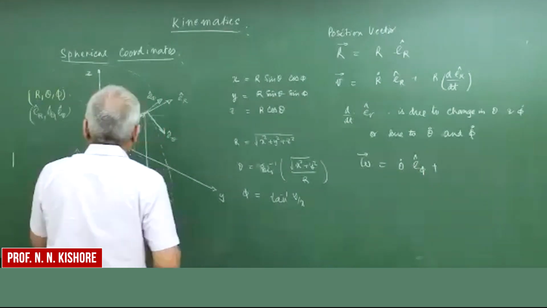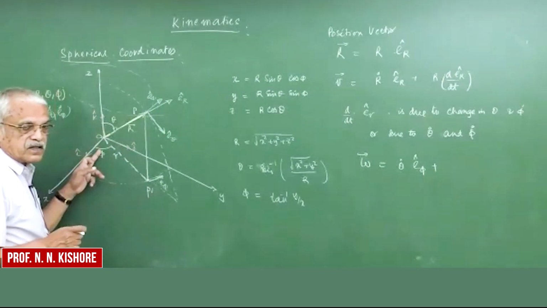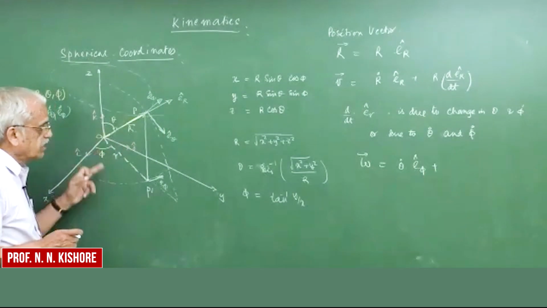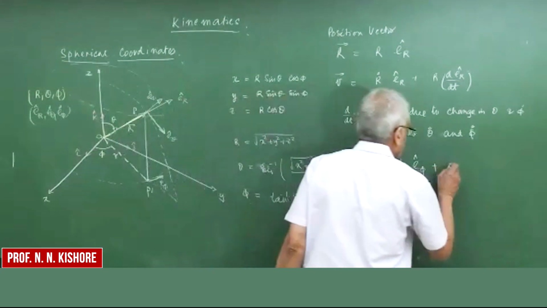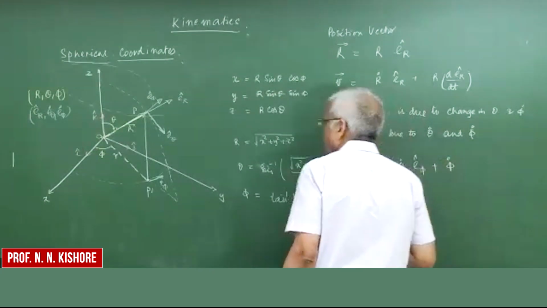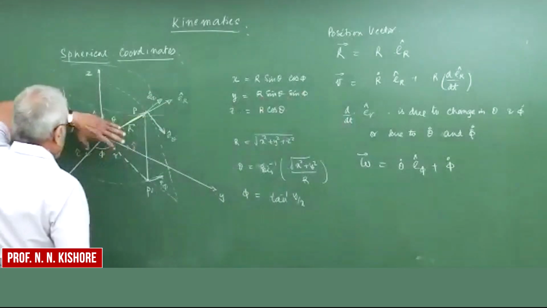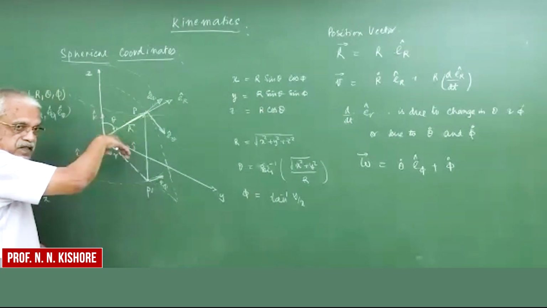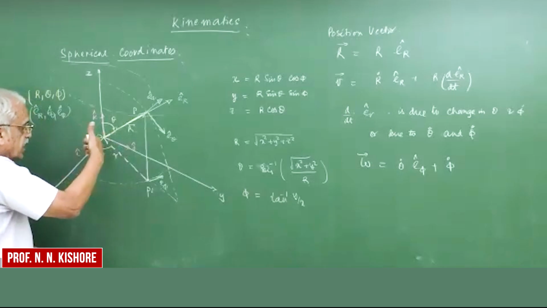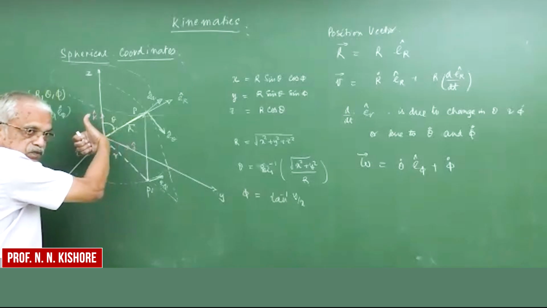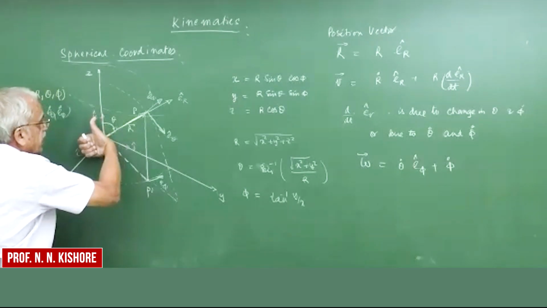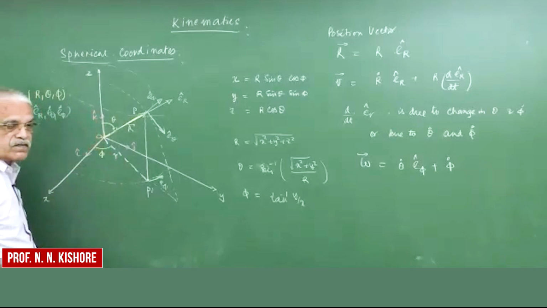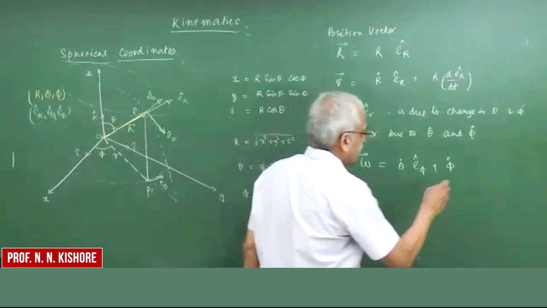Okay. And what about phi? If you have a phi dot, its magnitude is phi dot. Phi is an angle measured in the horizontal plane here. And if it is going to rotate in the horizontal plane, then it is going to have the direction k.